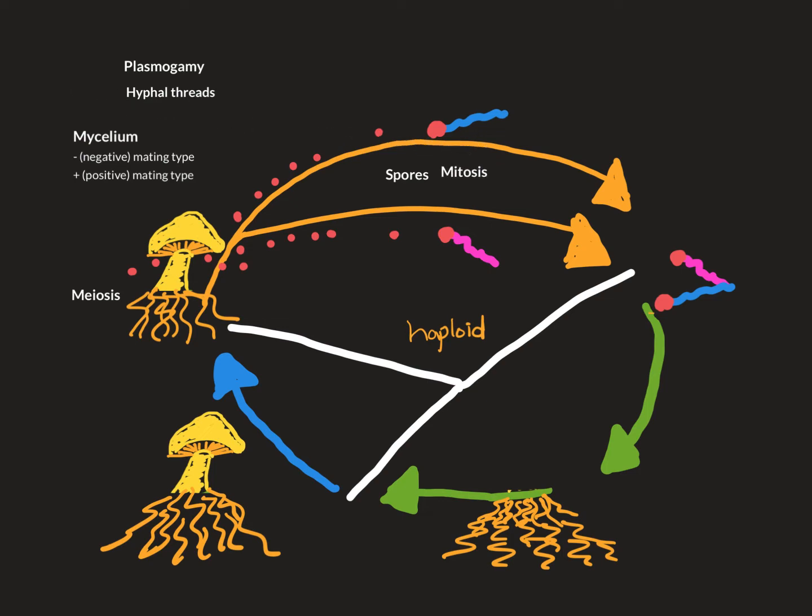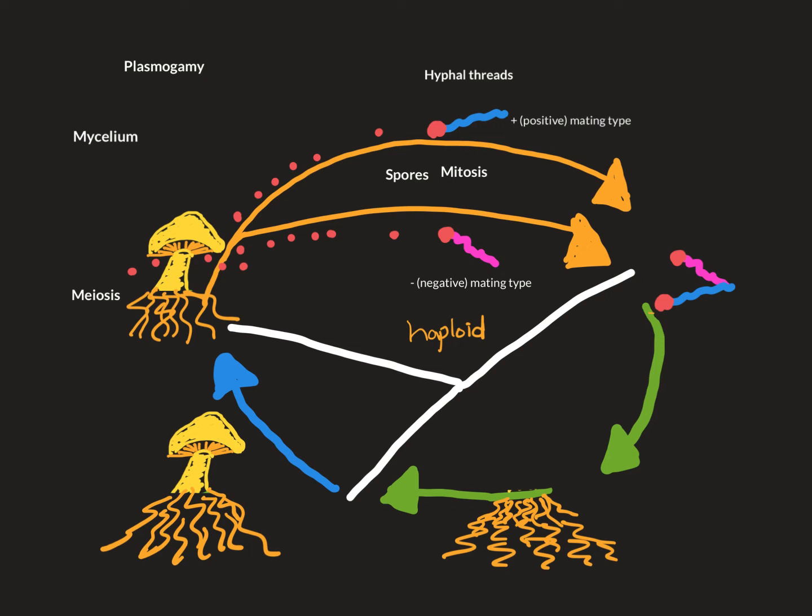hyphal threads. They're not male or female, egg or sperm, but they are haploid. We call them positive and negative mating types, which means that they are different in their genetic makeup. They begin to grow and form networks in the soil through mitosis.